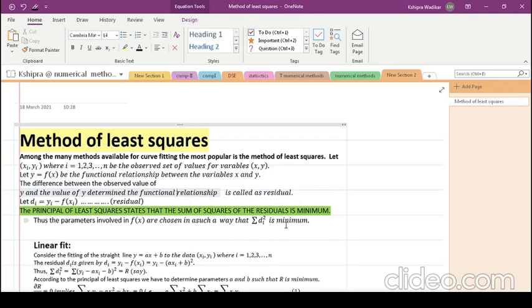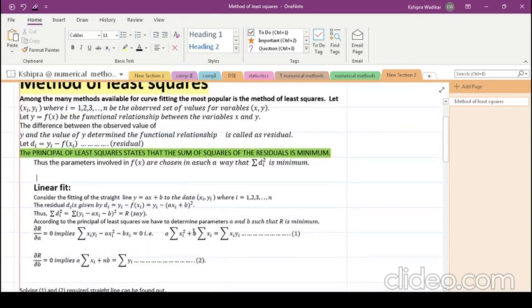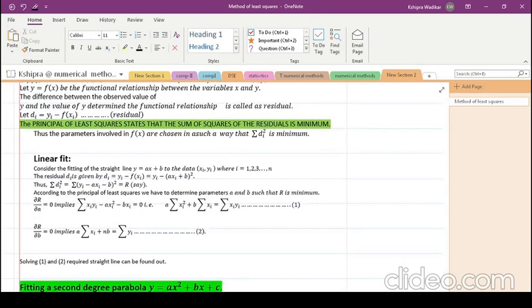Let (xi, yi), where i equals 1, 2, 3 up to n, be the observed set of values for the variables x and y. Let y equal to f(x) be the functional relationship between variables x and y. The difference between the observed values of y and the value of y determined by the functional relationship is called the residual. Let di equal to yi minus f of xi be the residual.